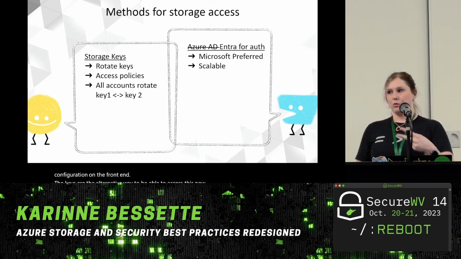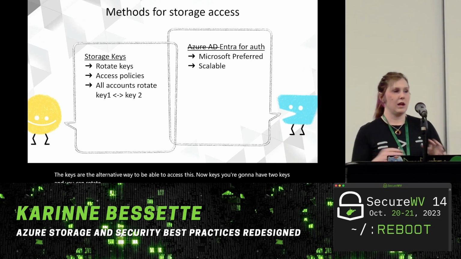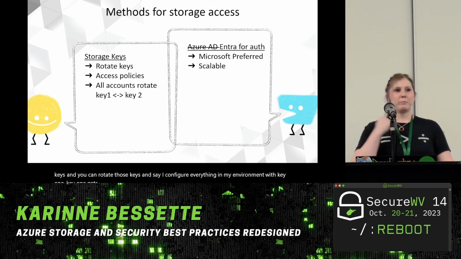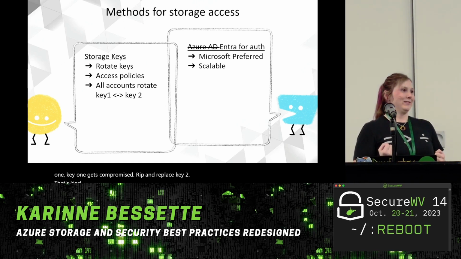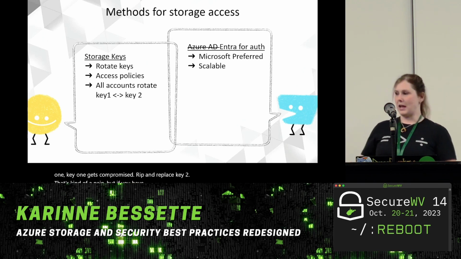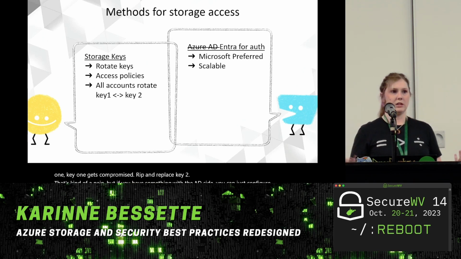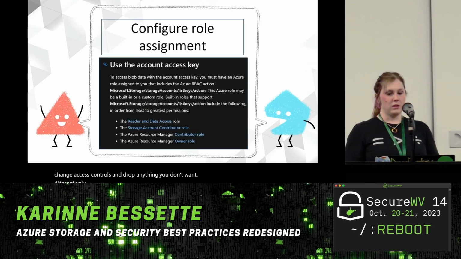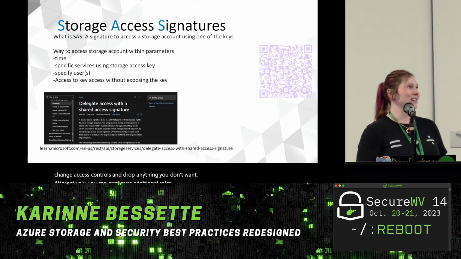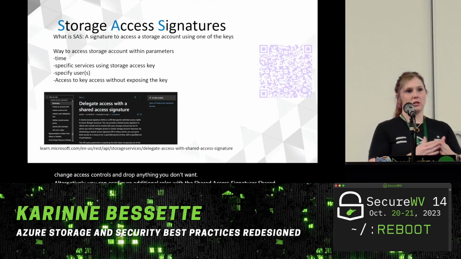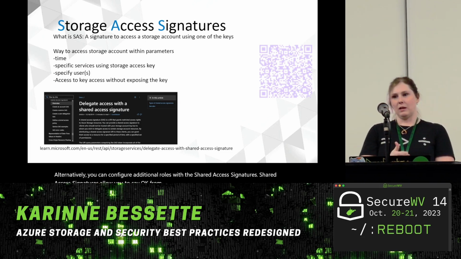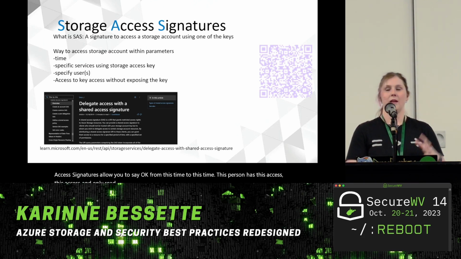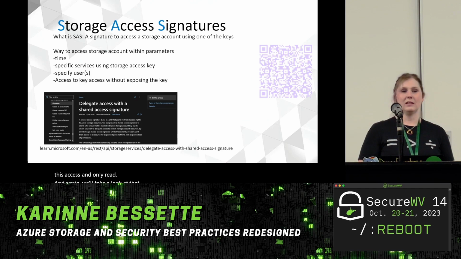The keys are the alternative way to be able to access this. Now, keys, you're going to have 2 keys, and you can rotate those keys and say, I configure everything in my environment with key 1. Key 1 gets compromised, rip and replace key 2. That's kind of a pain. But if you have something with the AD side, you can just configure, change access controls, and drop anything you don't want. Alternatively, you can configure additional roles with the shared access signatures. Shared access signatures allow you to say, okay, from this time to this time, this person has this access, and only read. And again, we'll take a look at that and configure it inside the portal for you.